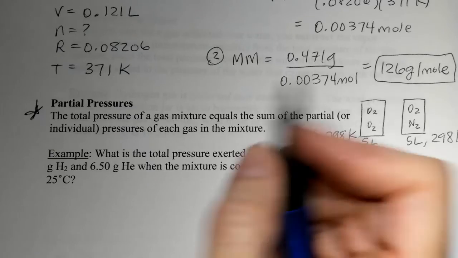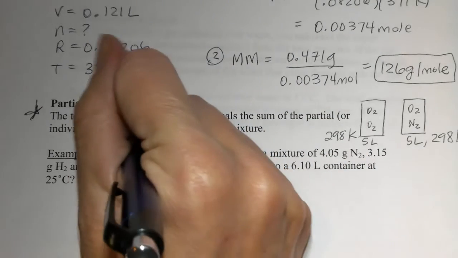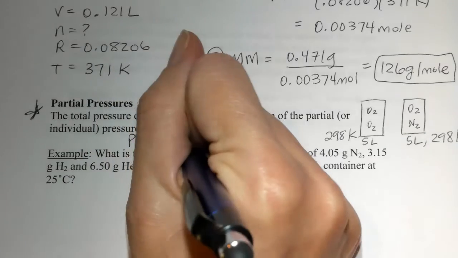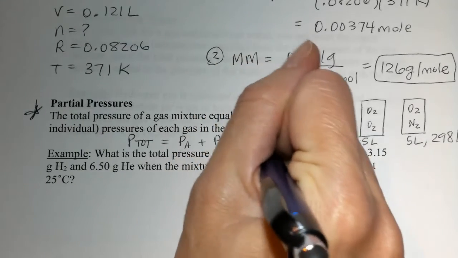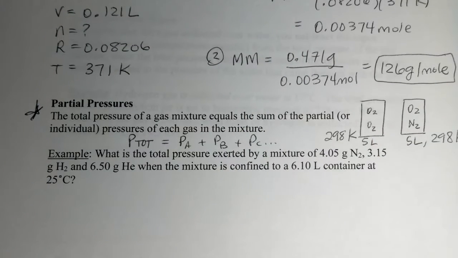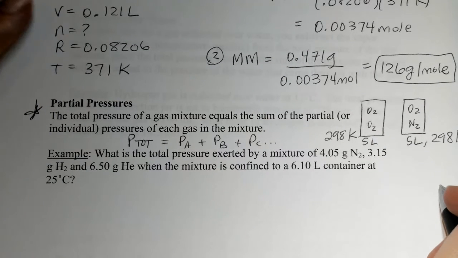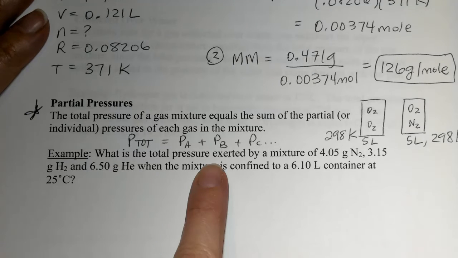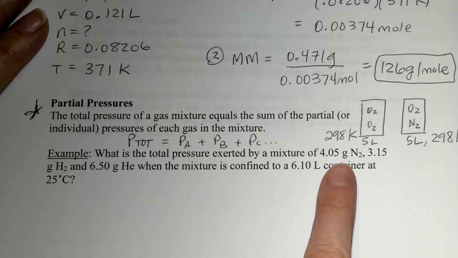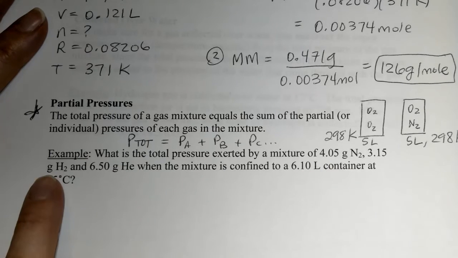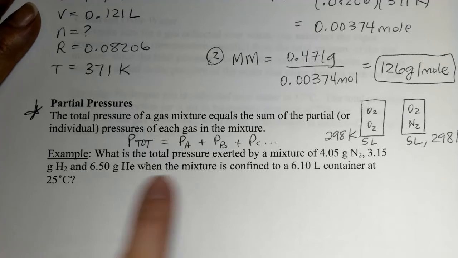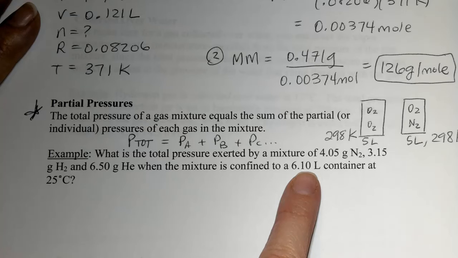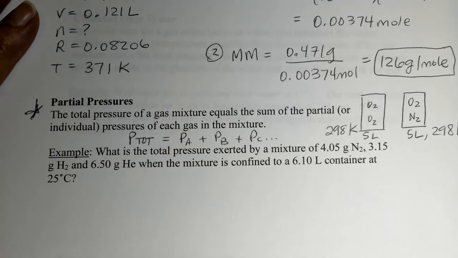But what I look at is, if I have a mixture, the total pressure is going to be equal to the sum of all the partial pressures of the gases in the mixture. So gas A, B, and C. This question says, what is the total pressure exerted by a mixture of 4.05 grams of nitrogen, 3.15 grams of hydrogen, and 6.50 grams of helium, when the mixture is in 6.10 liters of space at 25 degrees Celsius? So we want to know total pressure.